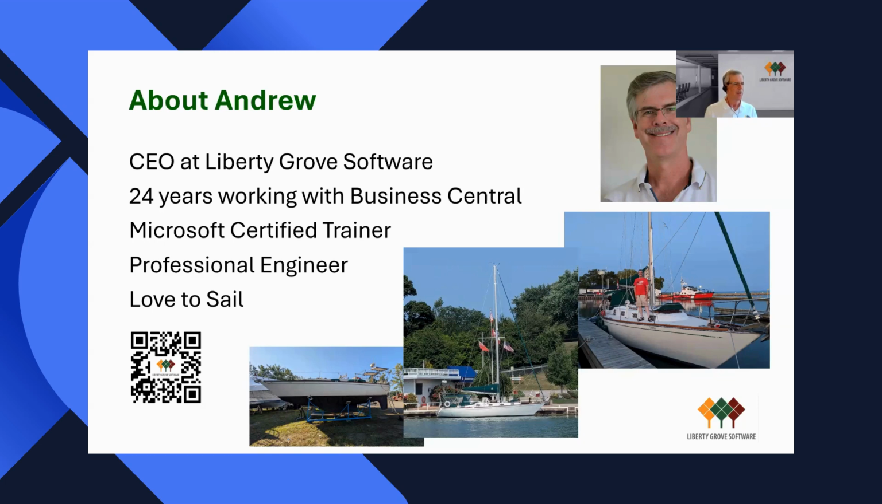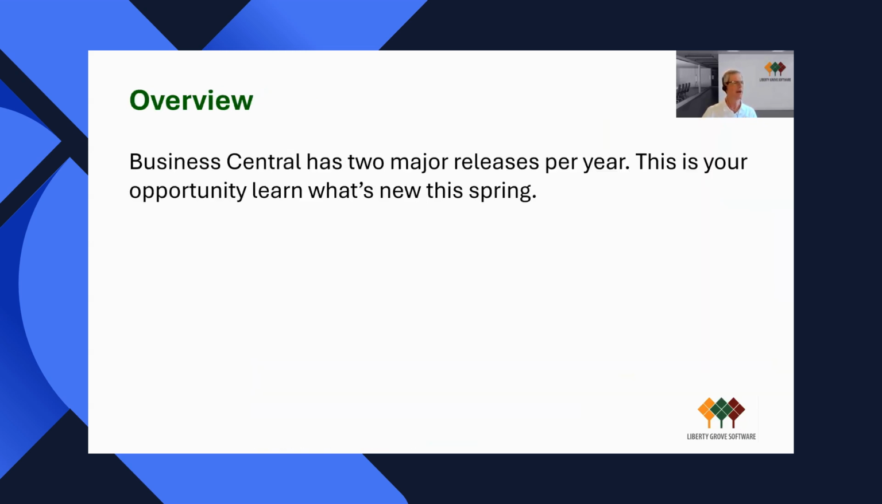So with that, let's get going and learn a little bit about what is happening with the product. With Business Central, there are two main releases every year, and those releases occur in April and October. There are minor releases every month, but Microsoft packages up the main features and improvements and rolls them out through the major releases. So we're going to focus on the release that came out this month.